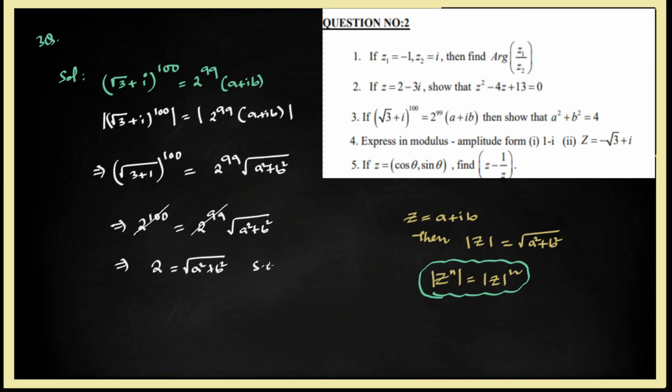Now squaring on both sides. The square of 2 is 4, that equals a square plus b square, as the root cancels. Therefore the value of a square plus b square is 4.